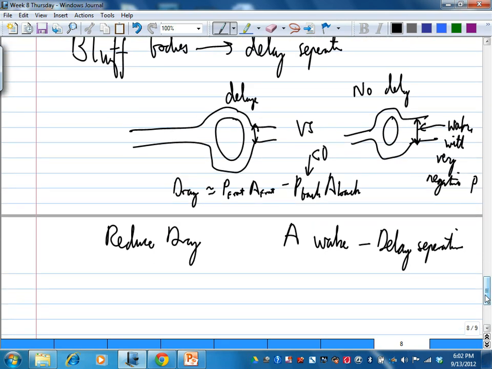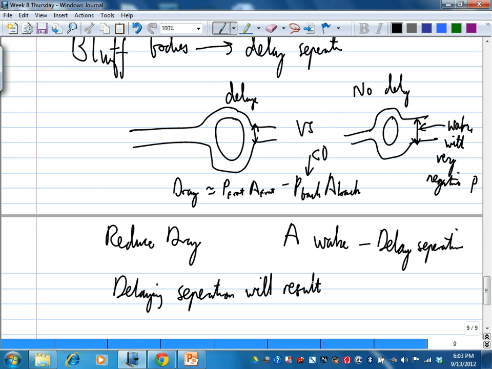And also, delaying separation will result in more pressure recovery. Wow, these are powerful words, huh? What that means, I'll show you later. What that means is, when you have a narrow wake, when you delay separation, not only is the area reduced, but the pressure is still negative, but less negative.